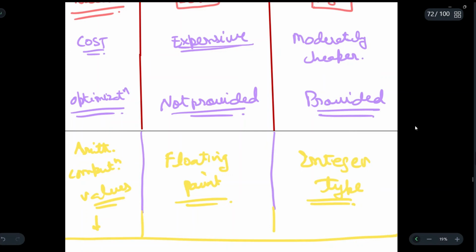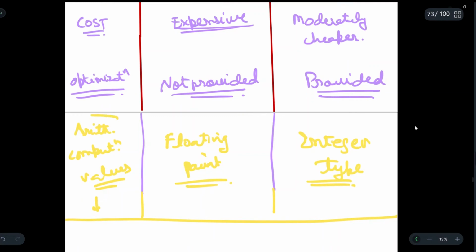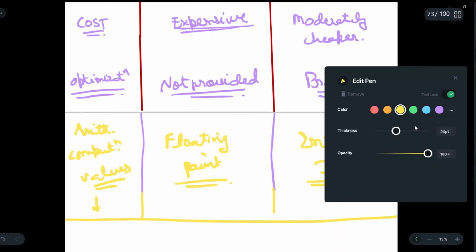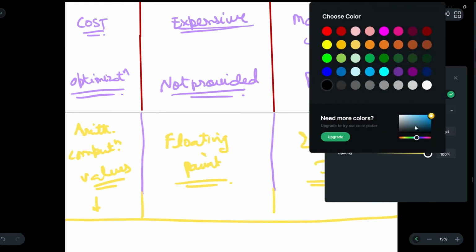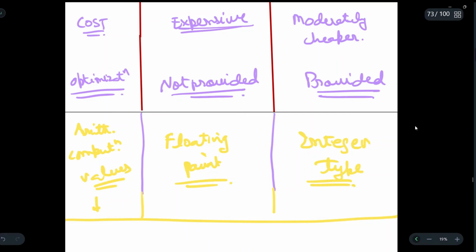Now let us come to the sixth point. This point is not very important, you can ignore this part. Now let us come to the seventh point. This point is very important. Let me change the color. Now in this we are using the arithmetic computational values, that is, on what values we will be working. In other words, we can say on what type of values we will be working.